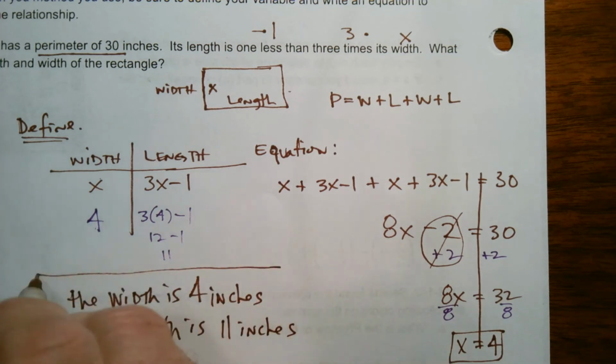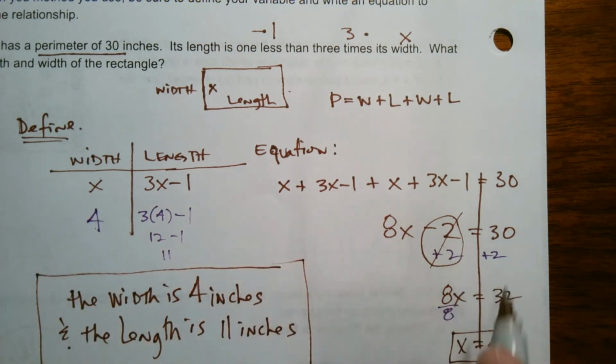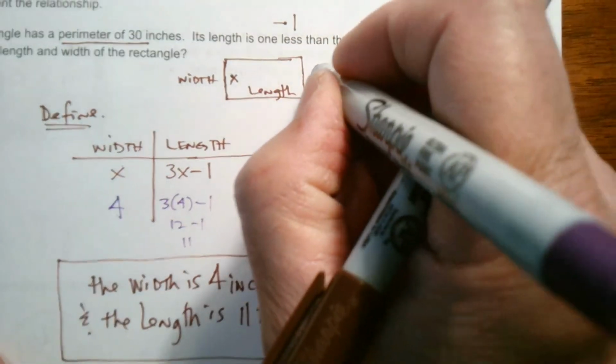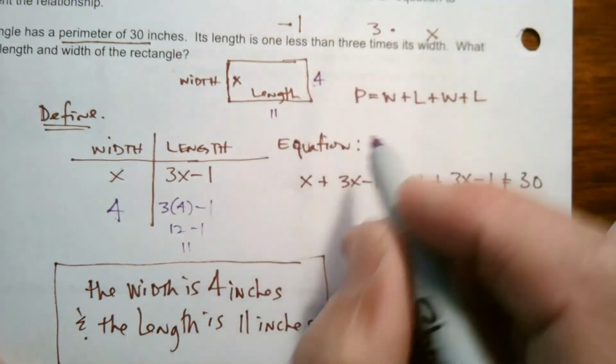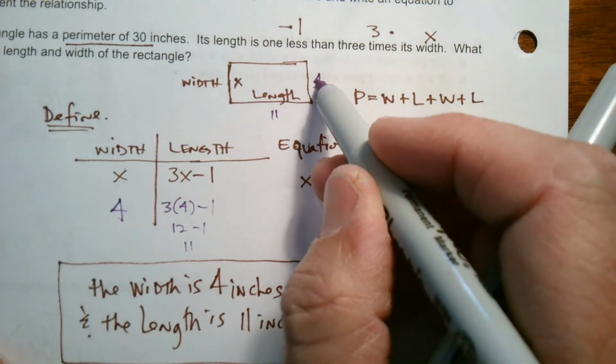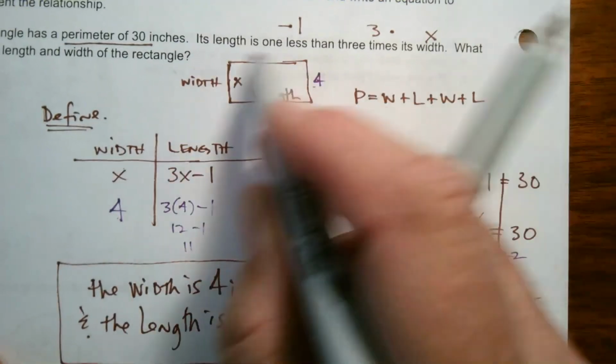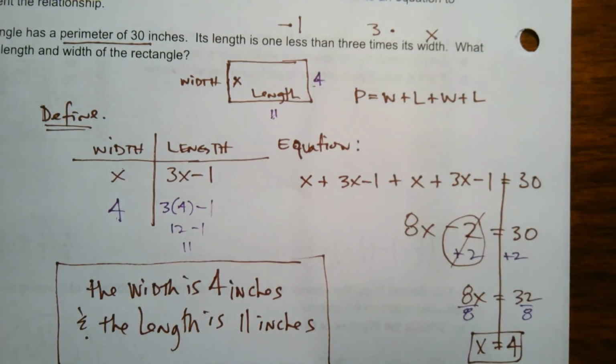All right. And that should make sense. If I go back to my drawing just to double check I'm doing this right: if that's 4 and that's 11, then 4 plus 11 is 15, and you have that twice, so 15 times 2 is 30. That makes the perimeter 30. Okay? All right, there we go.